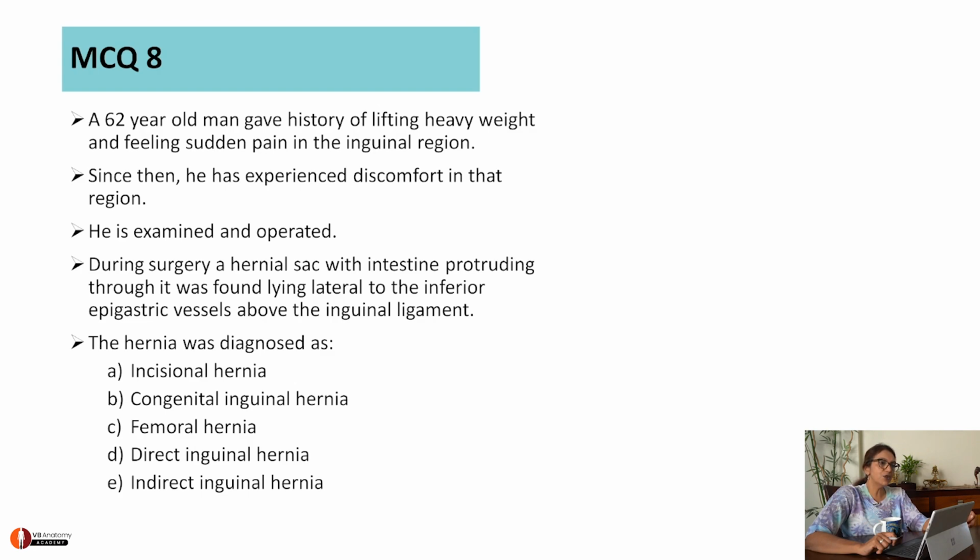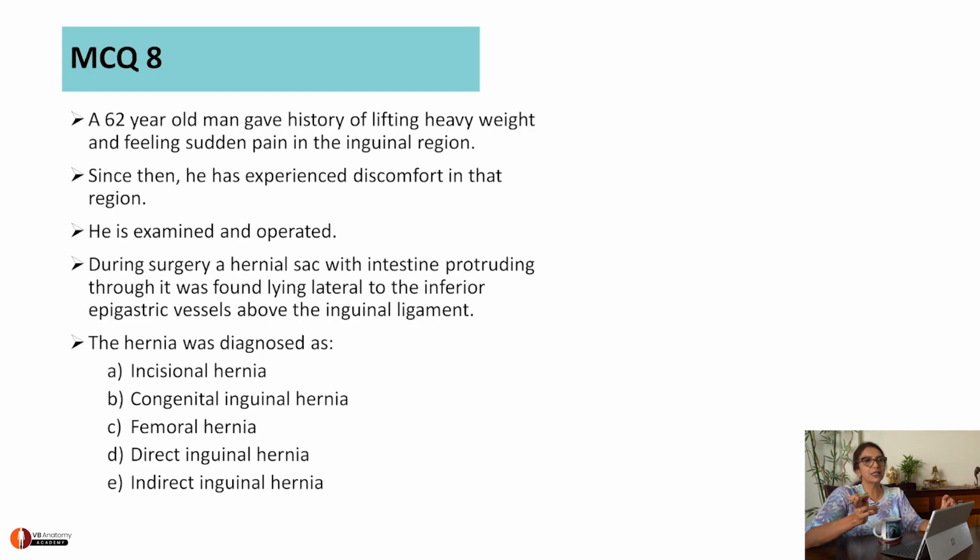62-year-old man gave history of lifting heavy weight and suddenly he felt pain in the inguinal region. Since then, he has experienced discomfort. He says he is never comfortable. He is examined and operated upon. During surgery, a hernial sac with intestine was found lying lateral to the inferior epigastric vessels above inguinal ligament.